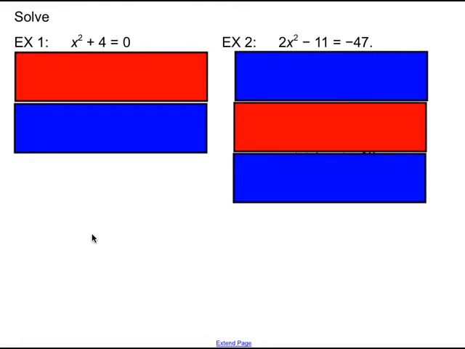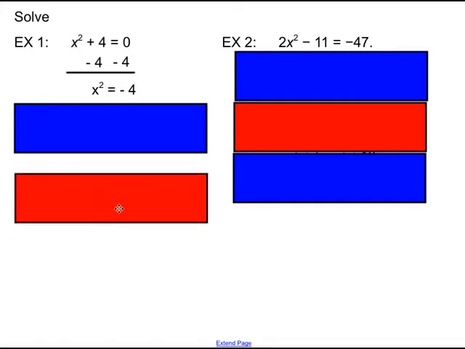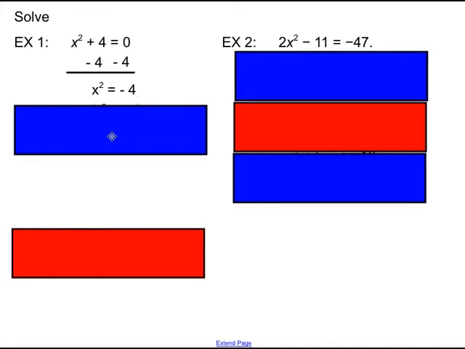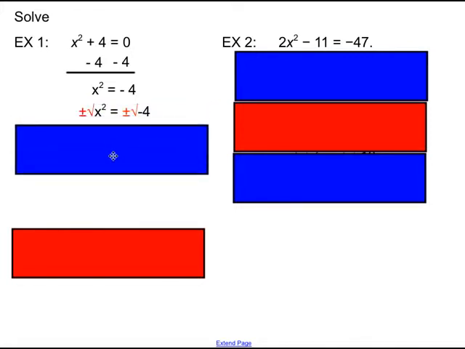The first example is x squared plus 4 equals 0. Now we know we have to do the order of operations in reverse order, thus being an inverse. So our first step is going to be to get rid of the adding 4 by subtracting 4 from both sides, thus yielding x squared equals negative 4. Now to get rid of a square, we have to square root both sides. Don't forget your positive or negative.